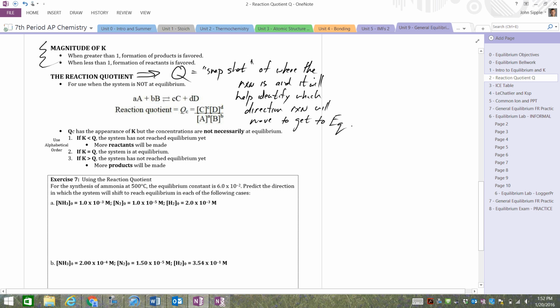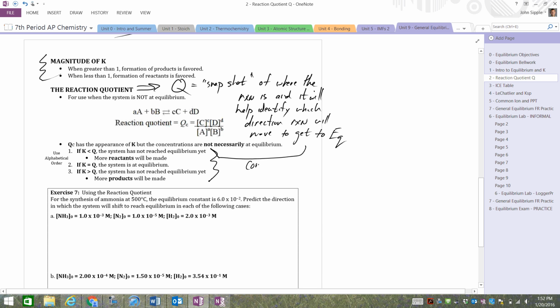Okay, so we don't know where the reaction's at. It could be initial, it could be just a midway point. It's just an idea of where we're at, and then depending on how Q compares with K, we'll know which way the reaction is going to go. So we're going to take a look at this stuff right here. This is going to help us out.